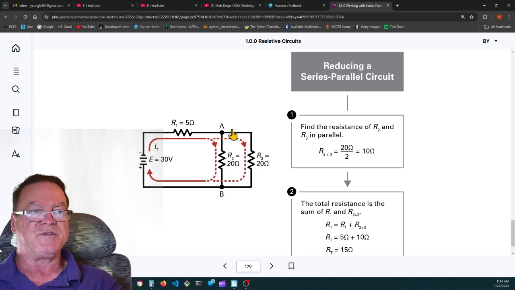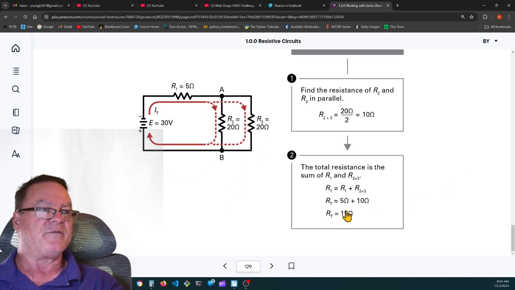we'll find that the equivalent resistance of this parallel branch is 10 ohms. Now we can add that 10 ohms to the 5 ohm resistor R1, and the total resistance of this circuit is 15 ohms. That's what they found here. They said 20 divided by 2 equals 10, and then 10 plus 5 equals 15. Well, if we wanted to find the total current, we could say 30 volts divided by 15 ohms, and we find that the total circuit current is 2 amps.